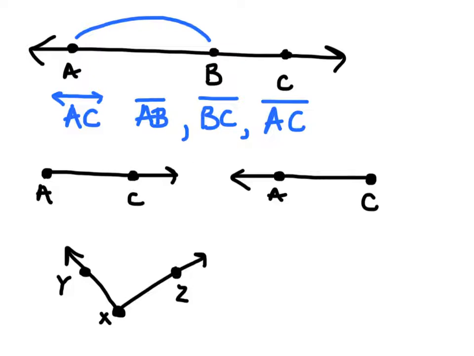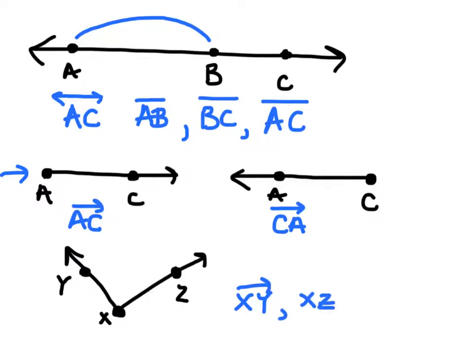Next, this line, AC, is a ray. We would write that like this. A is the endpoint of ray AC, so the point of the line without the arrow goes over the A, and the arrow shows that C is a point on the ray, and A is the endpoint. CA is also a ray. XY is a ray, and XZ is a ray. X is the endpoint of each ray.